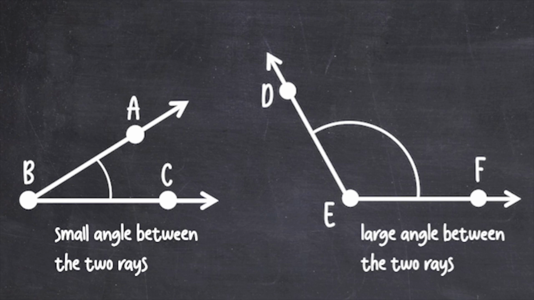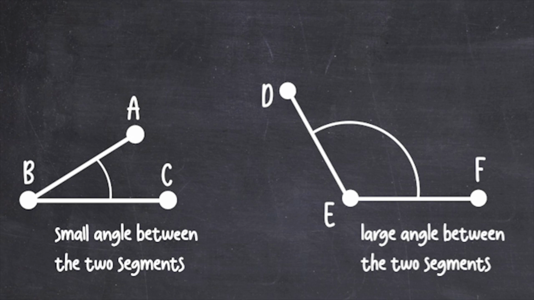We don't exactly need to be working with rays. We could also do the same thing with line segments. The definition for angles stays the same, and all the definitions will remain the same regardless of whether we draw lines or line segments.